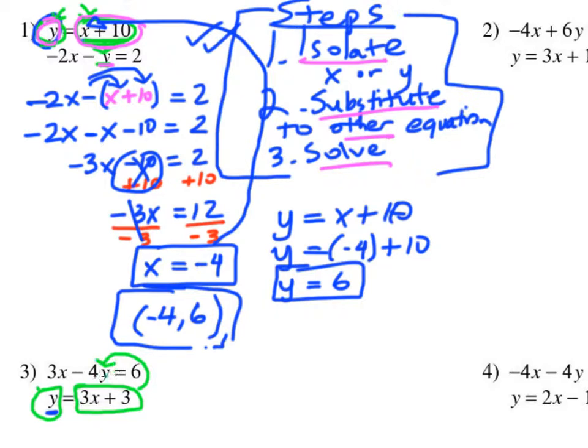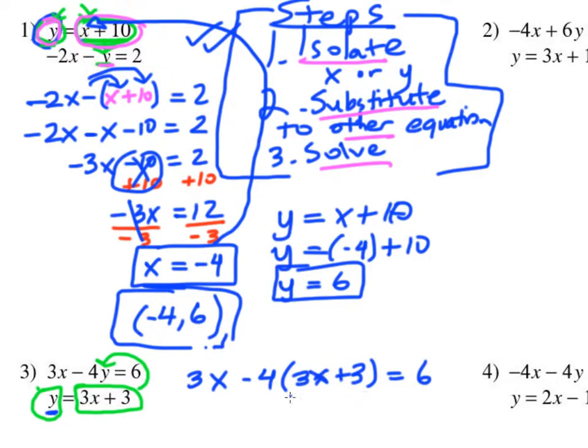So I'm going to rewrite, remember, we're writing the other equation. So we're going to do this equation. 3x minus 4 times, now instead of writing y, y is equal to 3x plus 3. So let's go ahead and write that. 3x plus 3, and then that equals 6. Right? And now look, all we have is x's here. Now we can solve this. We couldn't solve it with 2 variables before, but now we can solve step 3.